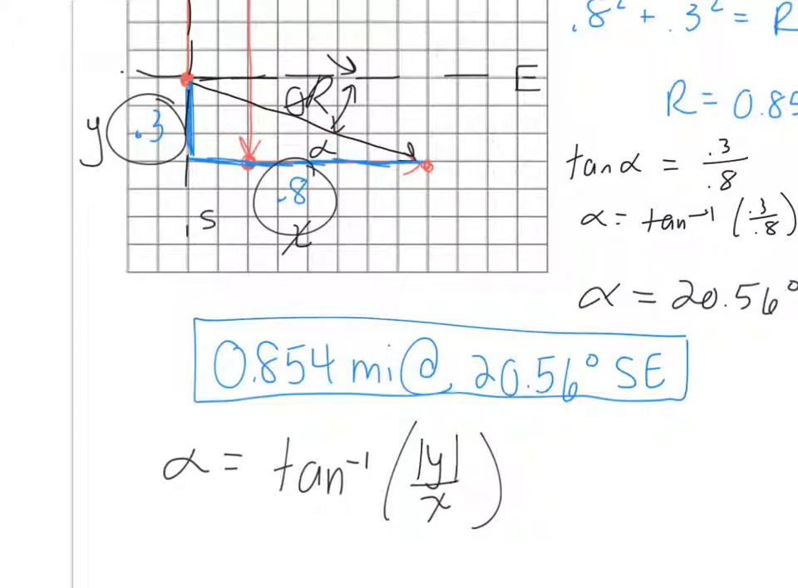So if you want to, you could even put absolute values here. Okay, and you could say absolute value of y over absolute value of x. But still the tan inverse of this quantity over this quantity will give you that angle, which is the same as theta, which is what you're looking for.